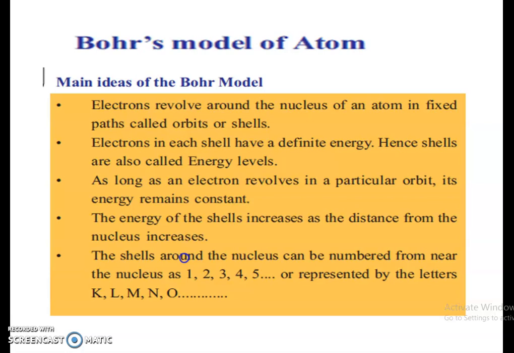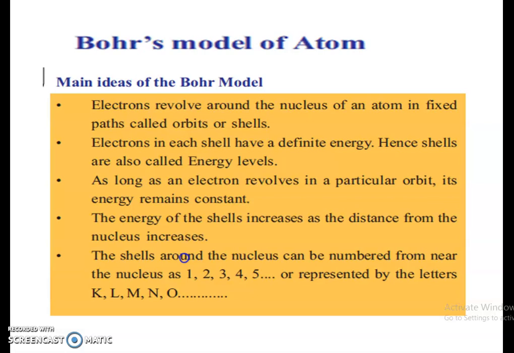Second, electrons in each shell have a definite energy. There will be a number of shells in an atom. Each shell has energy, and they are known as energy levels. The first shell has the least energy. As we move on, the energy level increases. As long as an electron revolves in a particular orbit, its energy remains constant. The energy of the shell increases as the distance from the nucleus increases. As the number of shells increases, the energy level of each shell increases.